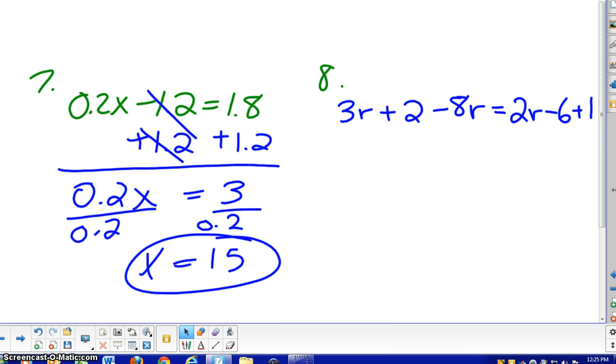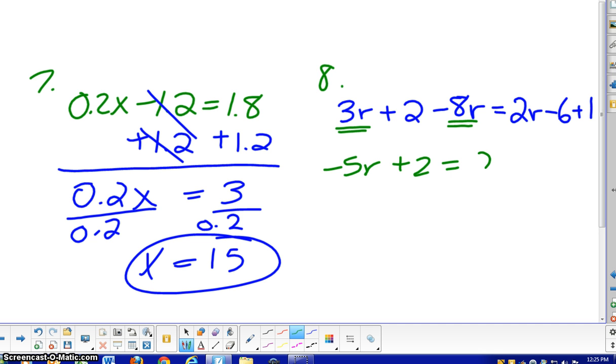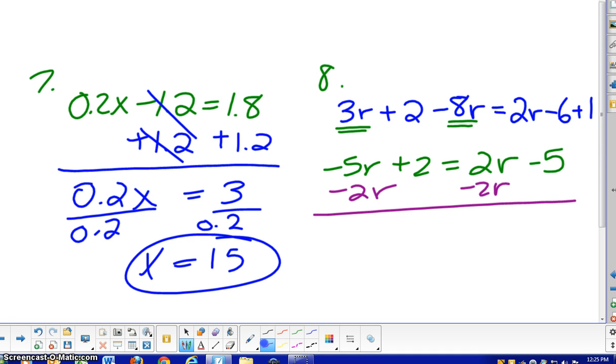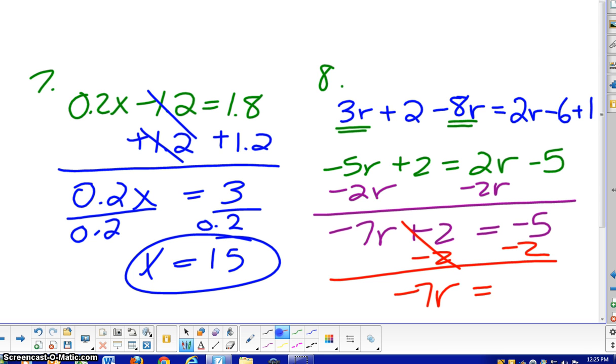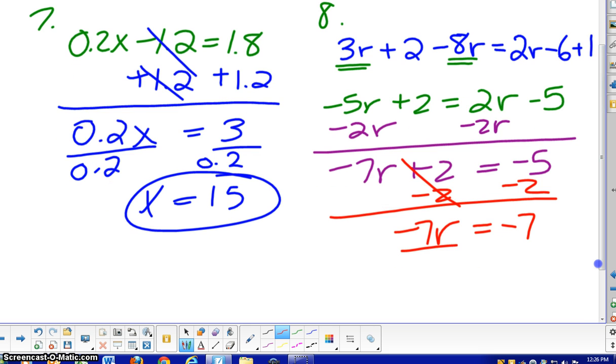And then the last one right here, we're going to put our r's together to get negative 5r plus 2. Again, combining like terms is definitely your first step. And then 2r minus 5 cleans up all the like terms. Now let's get everything to one side by subtracting 2r, to get negative 7r plus 2 equals negative 5. The next step is to subtract 2 from both sides, negative 7r, those cancel, and negative 7. For a final answer, after negative 7 is divided from both sides, you end up getting 1.